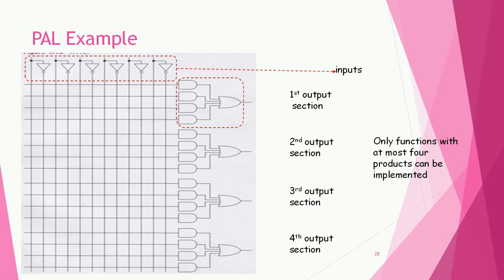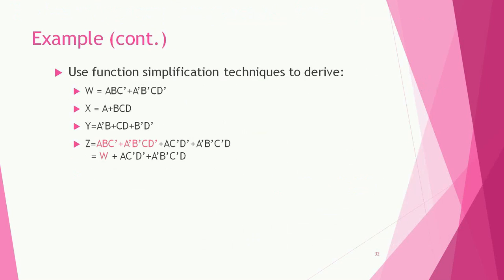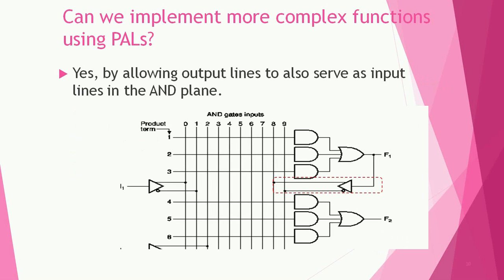Then here the first output section, then the second output section, third output section, and fourth output section. If you observe carefully, the number of inputs for every OR gate is fixed, that is 4 inputs. Only a function with at most 4 product terms can be implemented. So this is one more circuit, and we will be implementing this circuit.